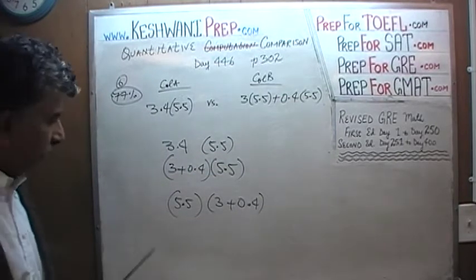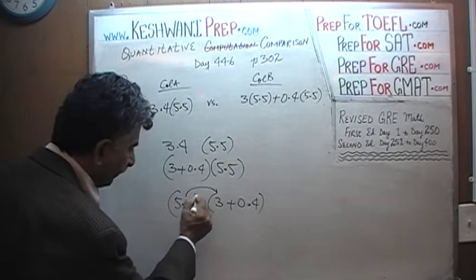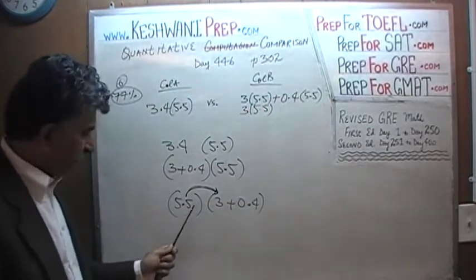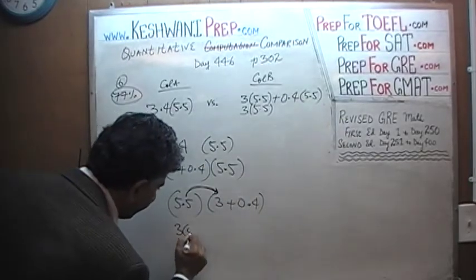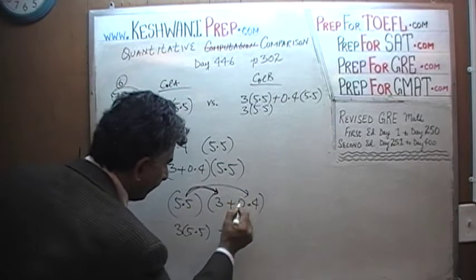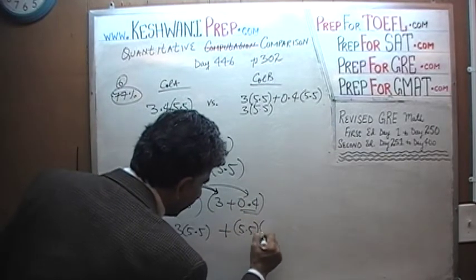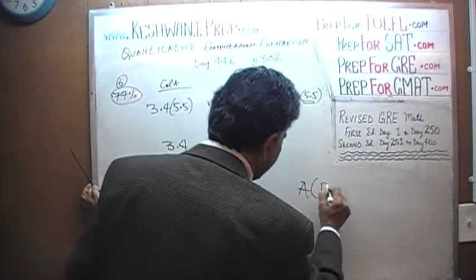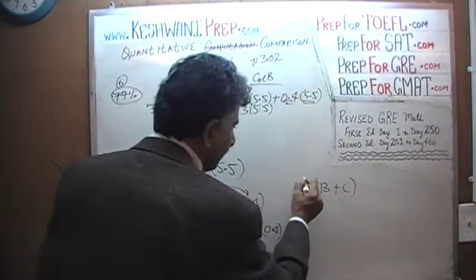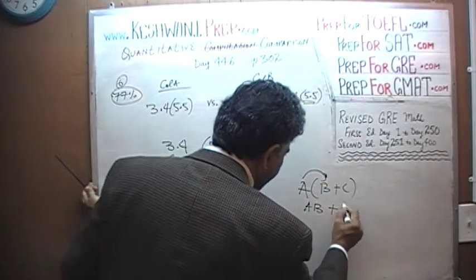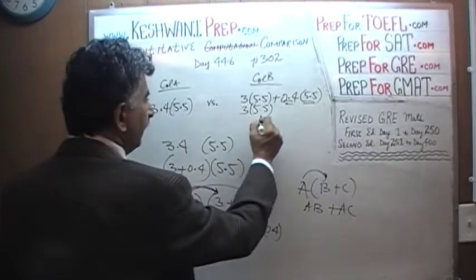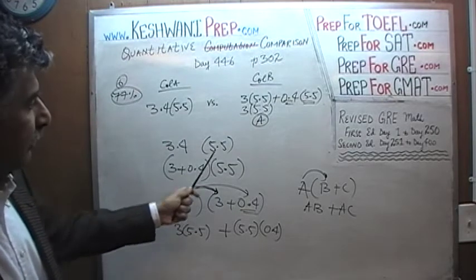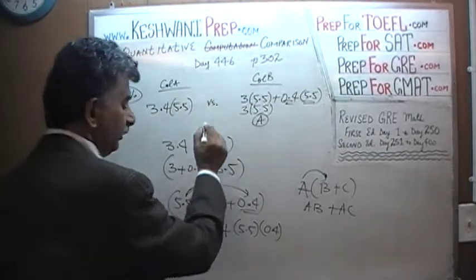And now what's going on? All that is going on is that we are distributing the 5.5. So it's 5.5 times 3.4, which is 5.5 times 3, which is 3 times 5.5, plus 5.5 times 0.4, which is exactly what this is. In other words, we're just distributing it. It's A times B plus C, and we just distribute the A, which is the same as A times B plus A times C. Here our A is 5.5. So 5.5 times 3.4, and 3.4 is 3 plus 0.4. It turns out that these two quantities are equal to each other, and therefore the answer is C.